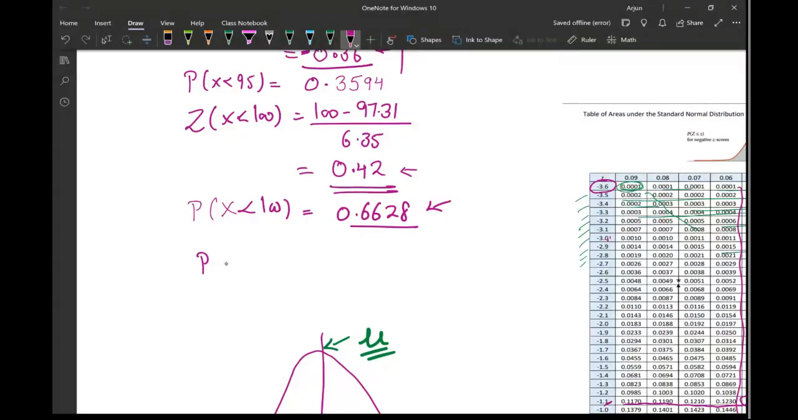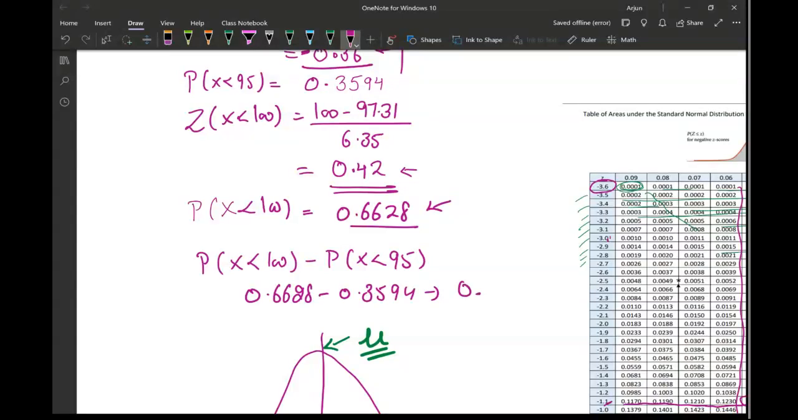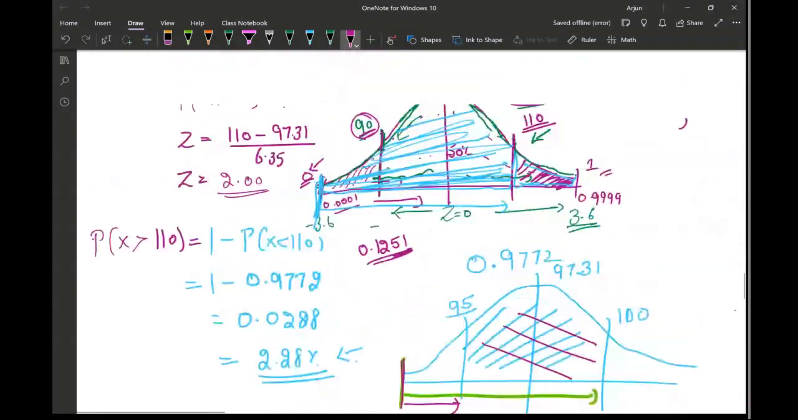Okay, so probability of x less than 100 minus probability of x less than 95 will be equal to 0.6628 minus 0.3594, and that's going to give you the final answer. That gives me 0.3034, which means 30.34% of the people will pay between $95 and $100. That's what the meaning of this question is.